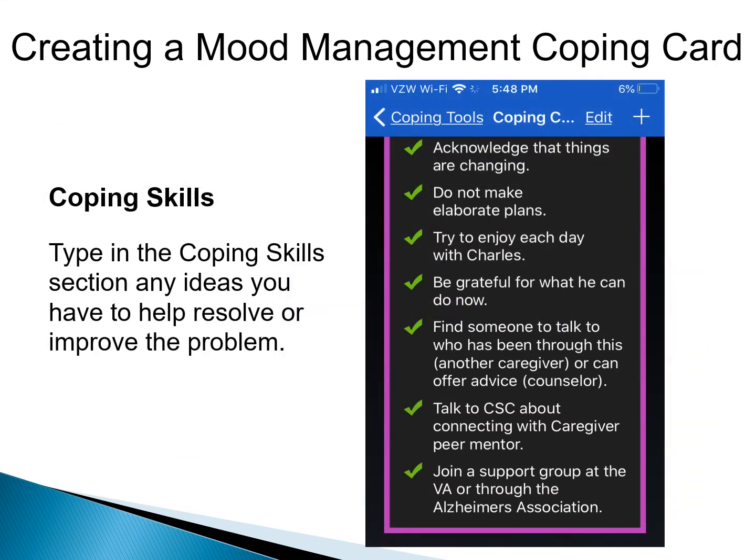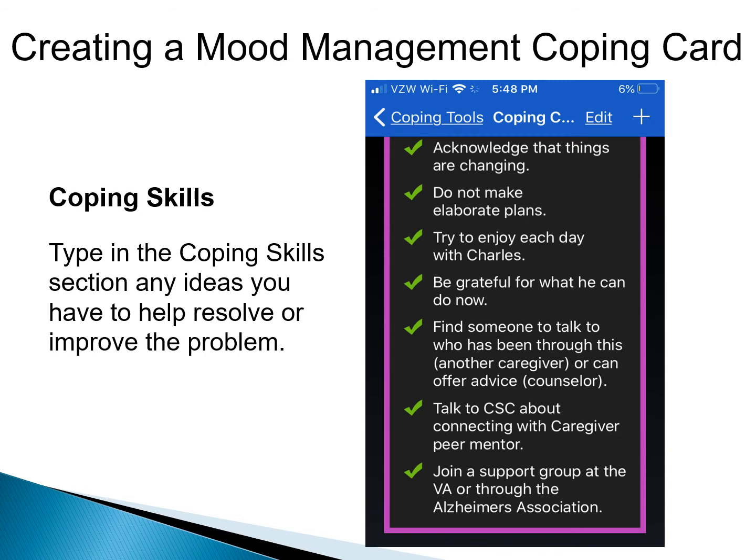Type in the coping skills section any ideas you have to help resolve or improve the problem. For example, Louise can add multiple things she wants to try, like acknowledging that things are changing. She can try not to make elaborate plans. She can try to enjoy each day with Charles. She can be grateful for what he can do now.